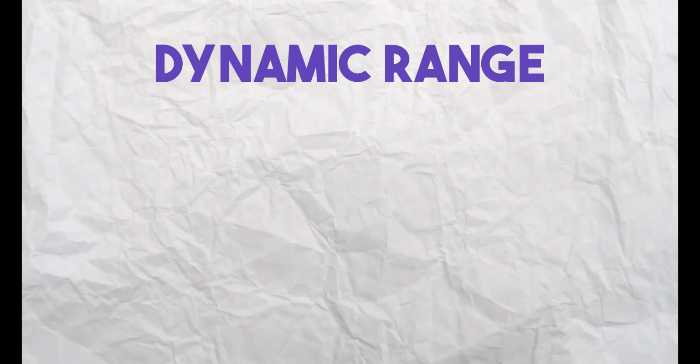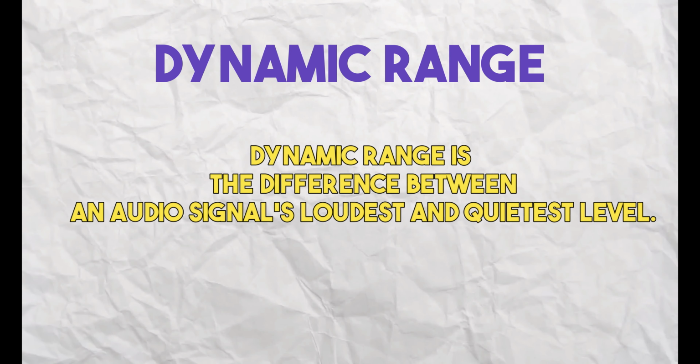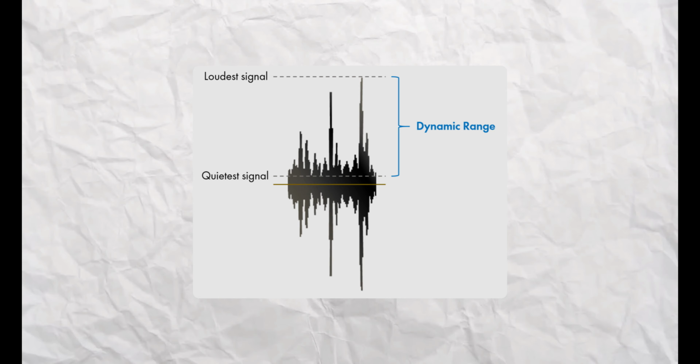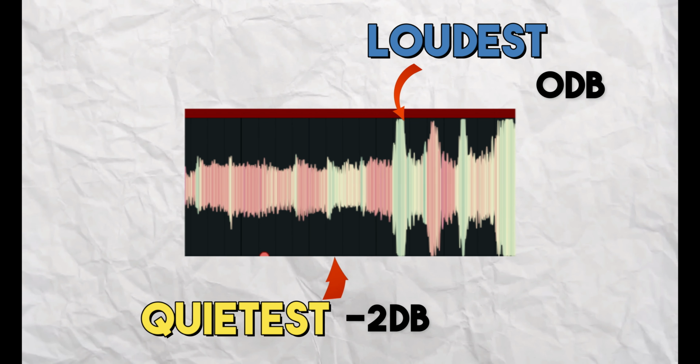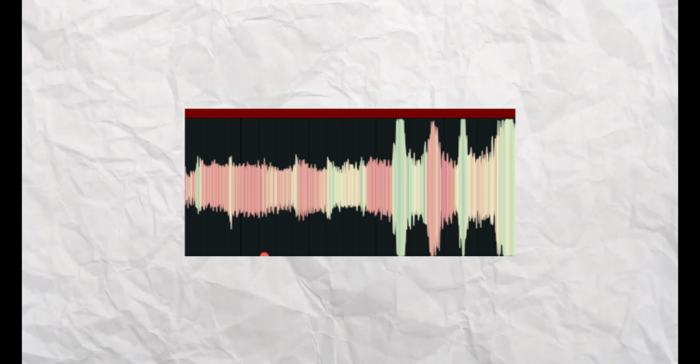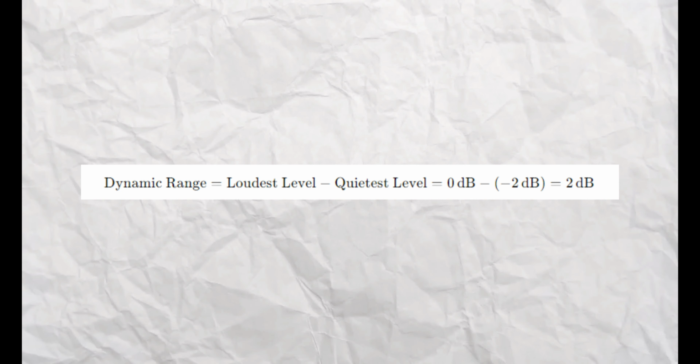This volume difference is called the dynamic range of an audio. In other words, the dynamic range is the difference between the loudest and the quietest part of audio. In this audio, the loudest is 0 dB and the quietest part is -2 dB. So the dynamic range of this audio is the loudest part minus the quietest part, which is 2 dB.